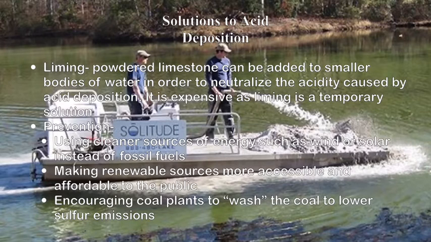In order to help this permanent problem, some prevention methods are using cleaner sources of energy, such as wind or solar, instead of burning fossil fuels, which is what releases these chemicals and compounds, or making renewable sources of energy more accessible and affordable to the public. A more active solution would be encouraging coal plants to wash the coal that they burn in order to lower sulfur emissions. Coal can be washed through density separation, which is where coal is added to water and the particles sink or float depending on density in order to remove the sulfur.